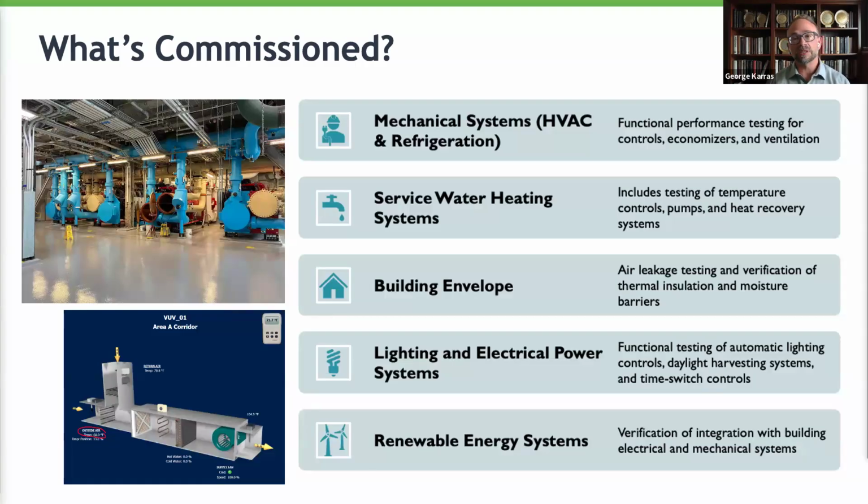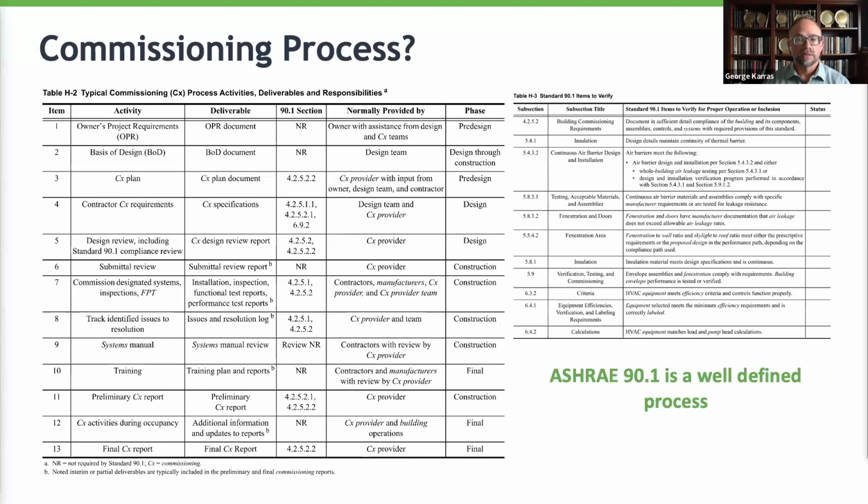So once again, what's commissioned? A lot of this was in 2015, but there has been elaboration within the building envelope and the renewable energy systems, as those are requirements now, right? So now you've got your mechanical, service water heating, your building envelope, your lighting and electrical power systems, and renewable energy systems. Those are the items that are required to be commissioned as part of ASHRAE 90.1 or 2024 IECC.